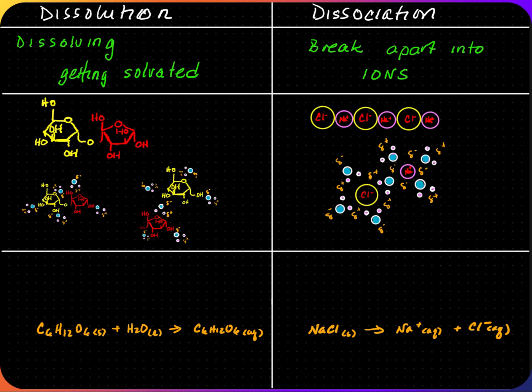Dissolution versus dissociation. Dissolution is another word for dissolving. If my solvent is water, my molecules or ions will be surrounded by the water molecules, so it's getting solvated. If I have sugar molecules such as glucose or fructose, when placed in water, they will dissolve. Each of these molecules will be surrounded by water.